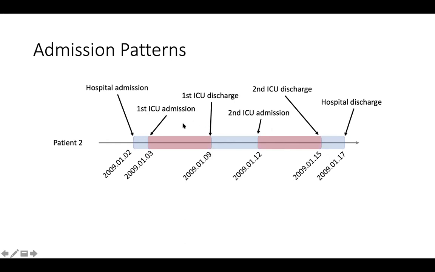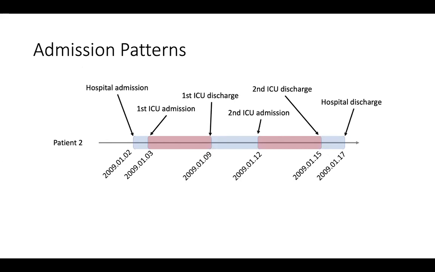So this is a typical pattern number 2. What I'm trying to say is that within a single hospital admission or a single hospital stay, multiple ICU visits could occur. For this patient there were 2 ICU visits, but it is certainly possible that 3 or 4 or 5, or maybe even 10 ICU admissions could happen.